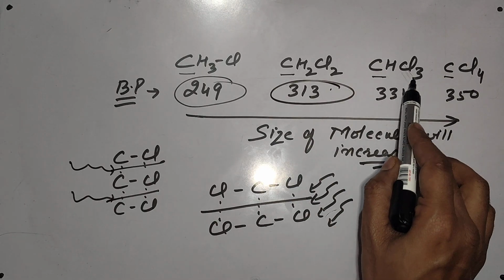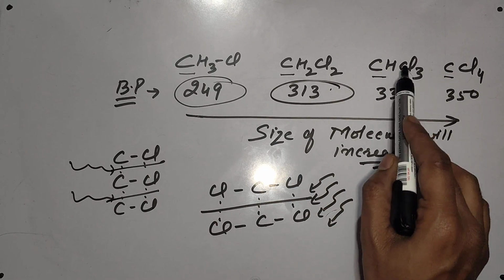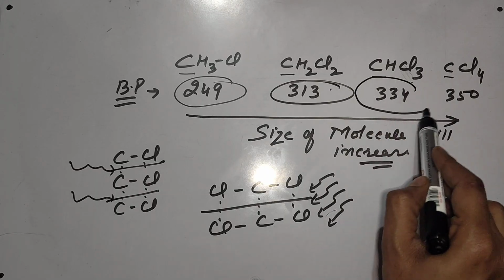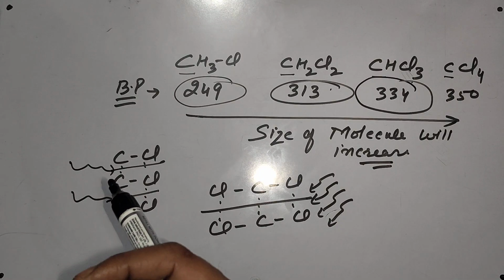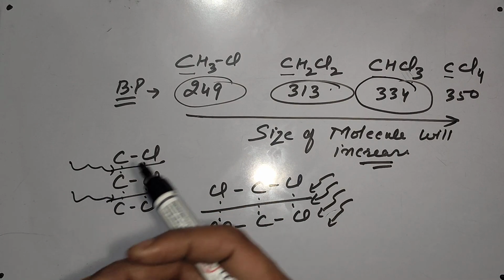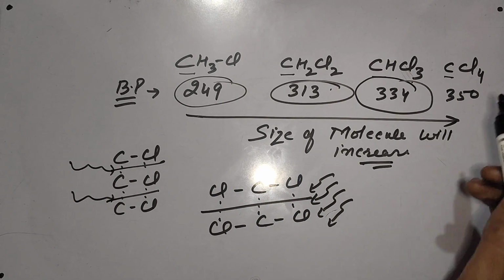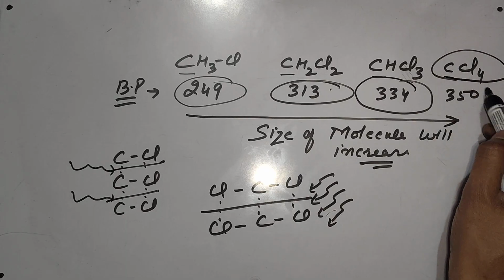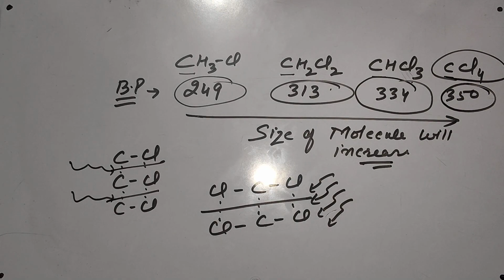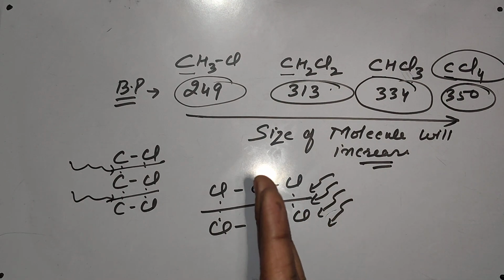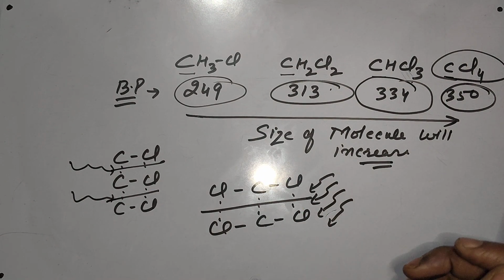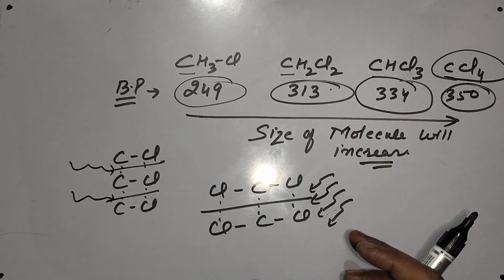A similar trend is there. Now we have 3 chlorines, so the boiling point is further increased due to the increased size of the molecule, and increased size will have more van der Waals forces of attraction between particles. And finally, for CCl4, the boiling point is 350 Kelvin because of 4 chlorine atoms, which provide a very big size for the molecule, and a bigger molecule will have the strongest van der Waals force of attraction among all four.